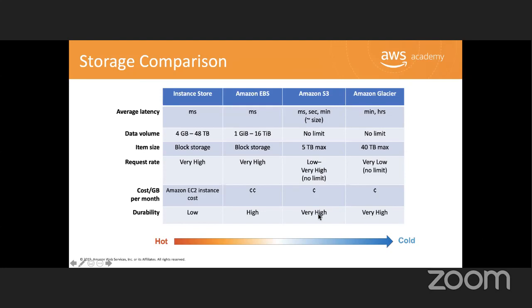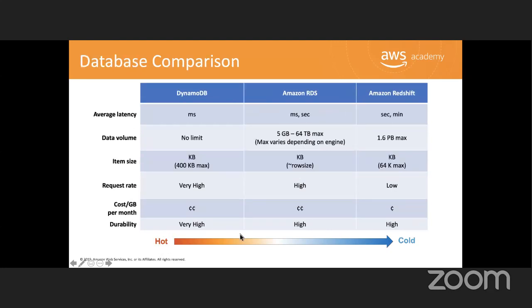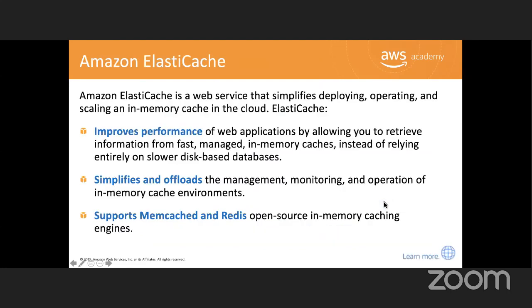And Glacier, Amazon S3 is very high. It has 11 nines durability, and so does Amazon Glacier. That's very durable. And it goes from the hottest to the coldest, because when it's hot, it gets a lot of requests. As you progress to the right, it becomes colder and colder, because people are accessing the files less and less. This is a very interesting chart.